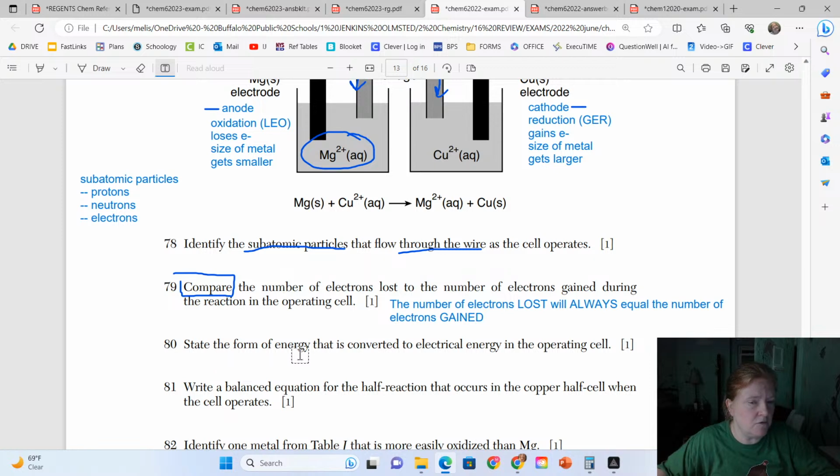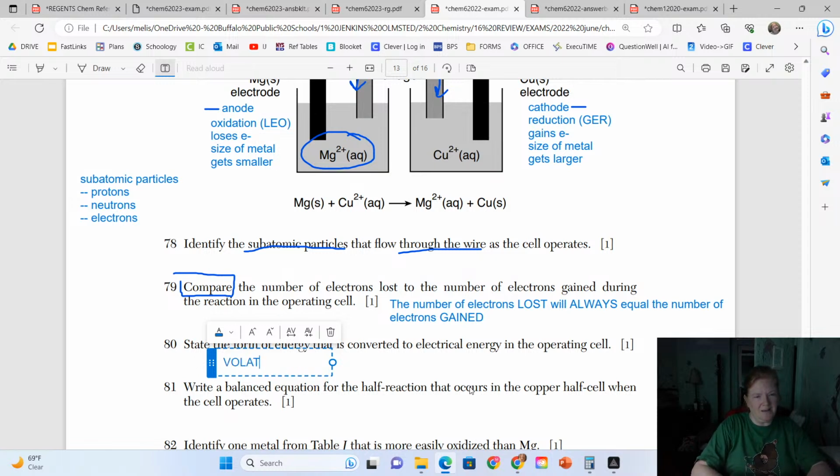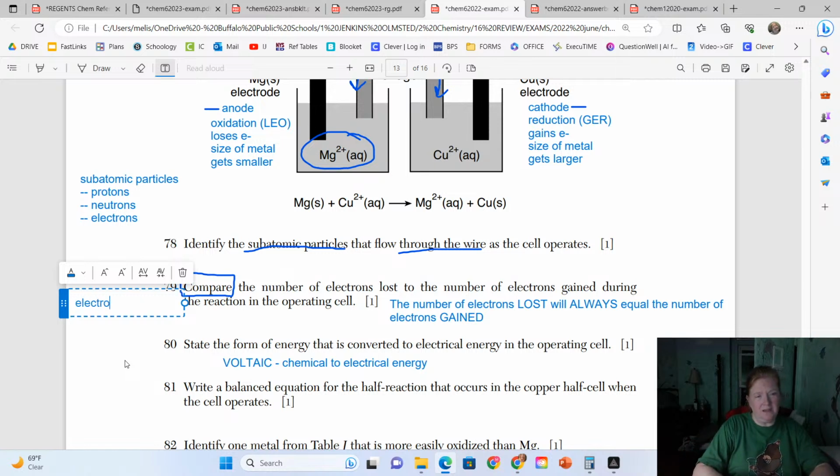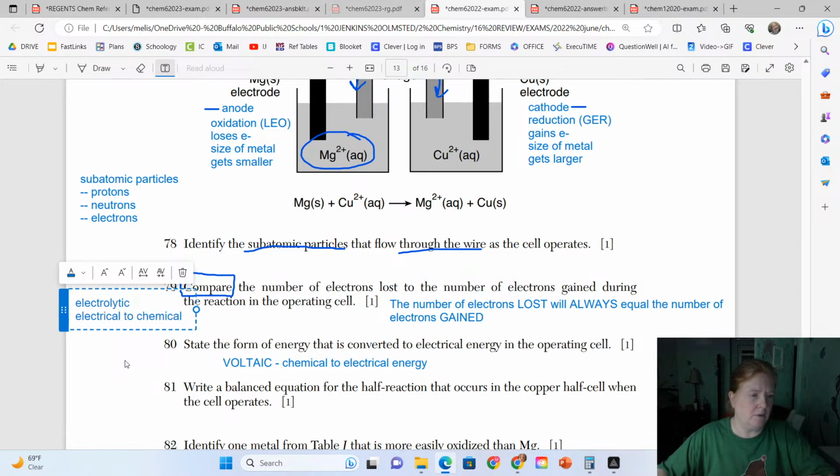This one is good. State the form of energy that is converted to electrical energy in the operating cell. Remember, this was voltaic. So this is chemical to electrical energy. In electrolytic, which was the other one that we looked at, it is the reverse. Electrical to chemical. Okay.